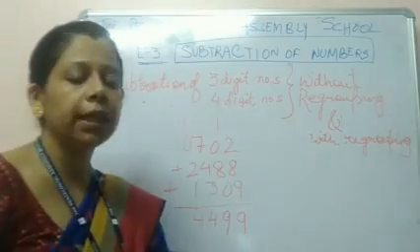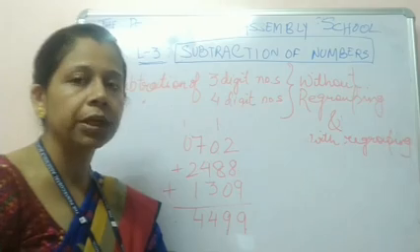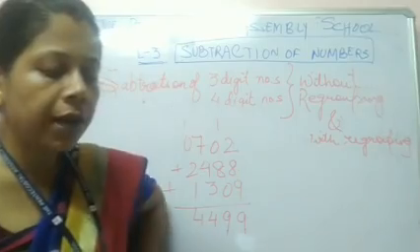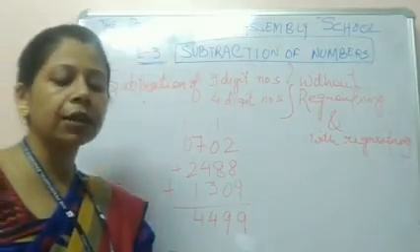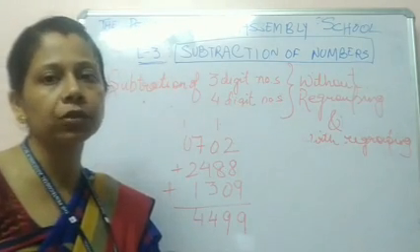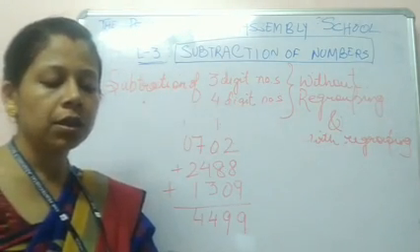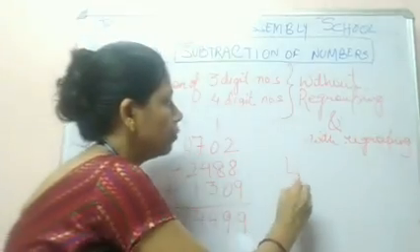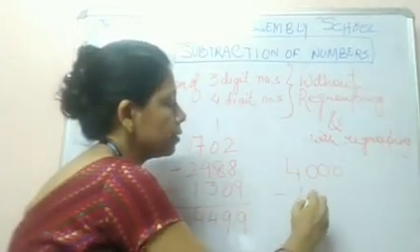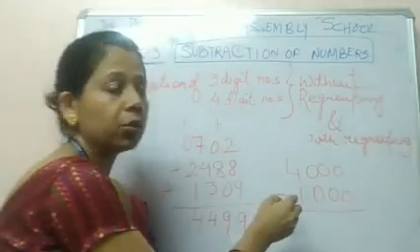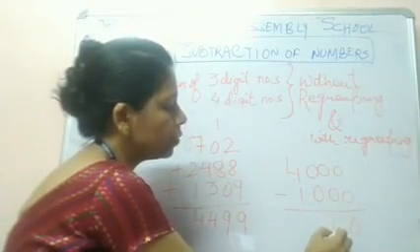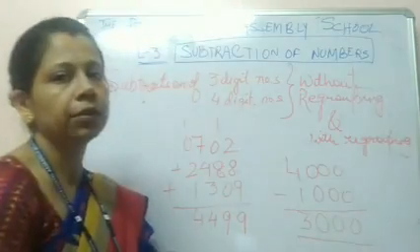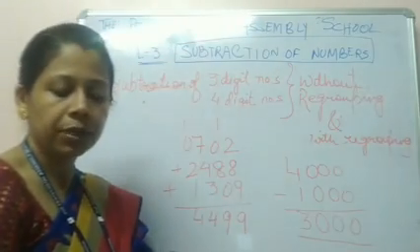Okay. Now come to activity 8. Question number 1. Find the missing number using facts of subtraction. So we have already discussed the facts of subtraction. So what is 4000 minus 1000? 0 minus 0 is 0. 0 minus 0 is 0. Over here 0. 4 minus 1, 3. So your answer is 3000.